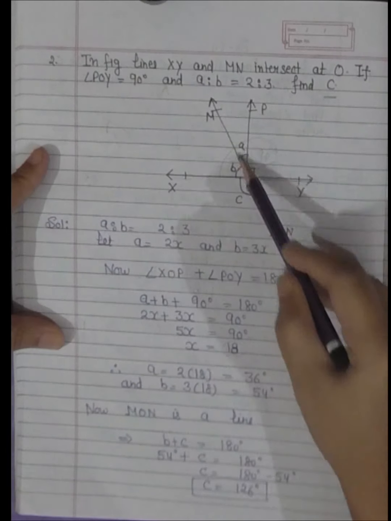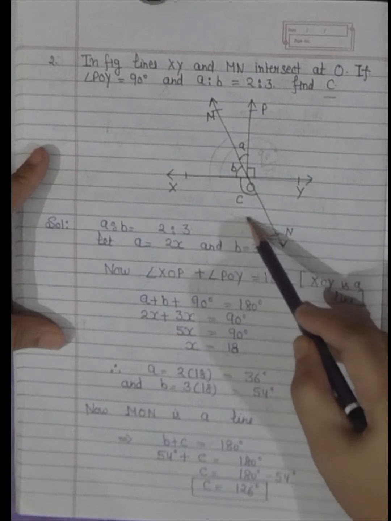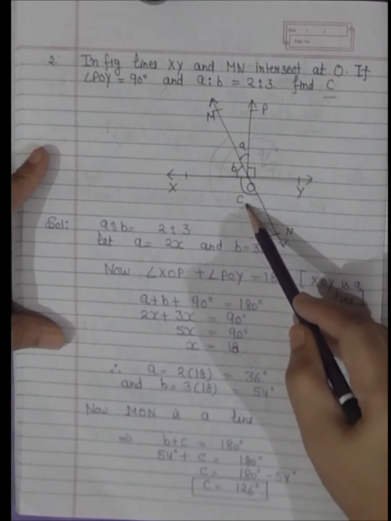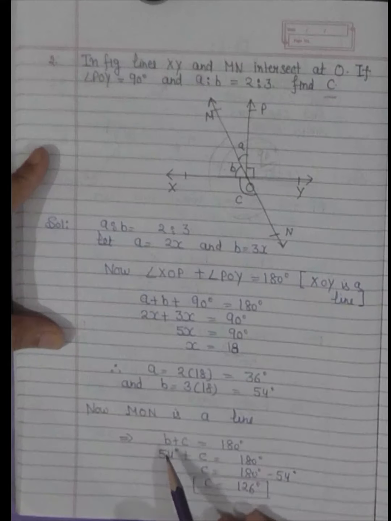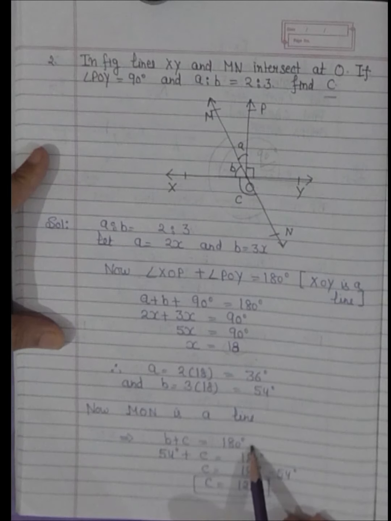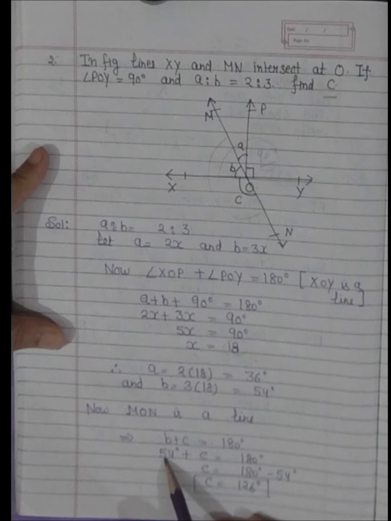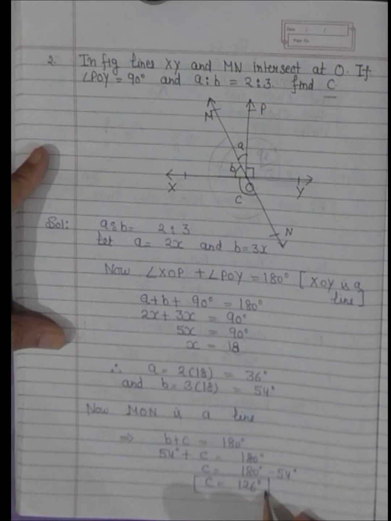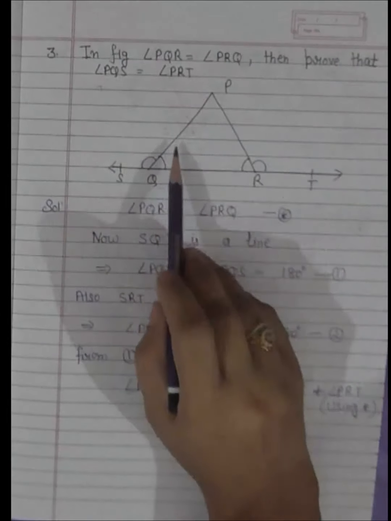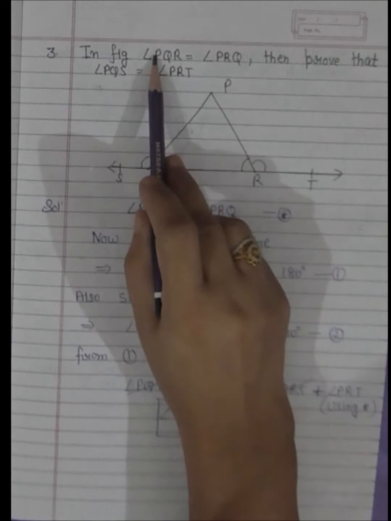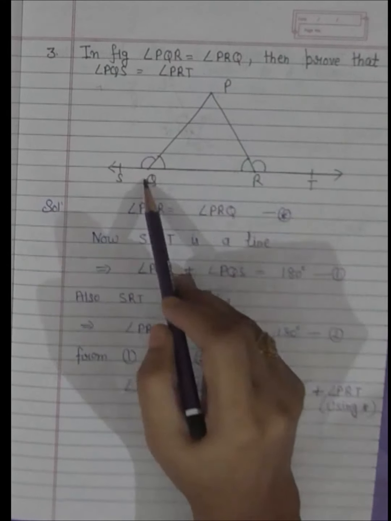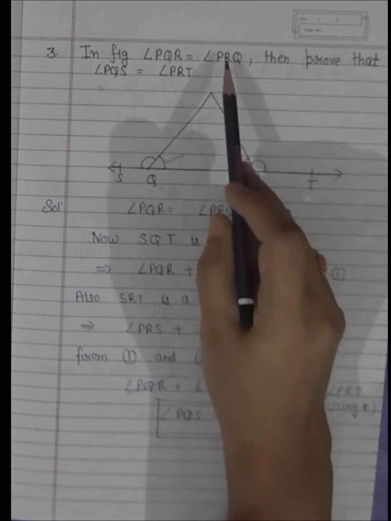MON is a line and B and C are the two adjacent angles on it. So the sum of B and C will be 180 degrees. Put the value of B here, you can easily find the value of C, which will come 126 degrees.